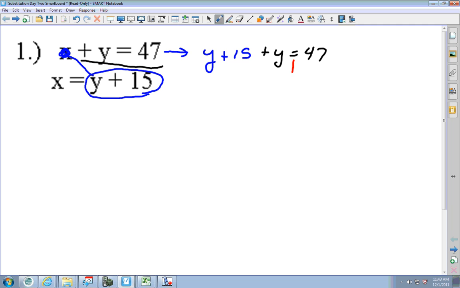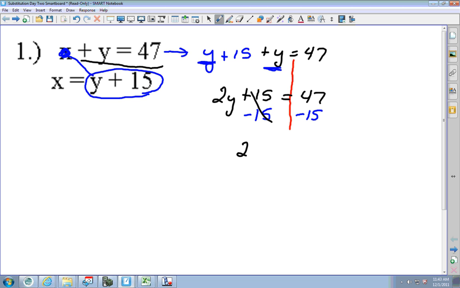Now I'm going to solve and find out what y is. I'm going to put my y's together. I have 1y plus 1y, which gives me 2y plus 15 equals 47. I'm then going to subtract 15 from each side. I cancel these out, and I get 2y equals 32. 47 minus 15 is 32. I'm going to divide by 2. y equals 16.